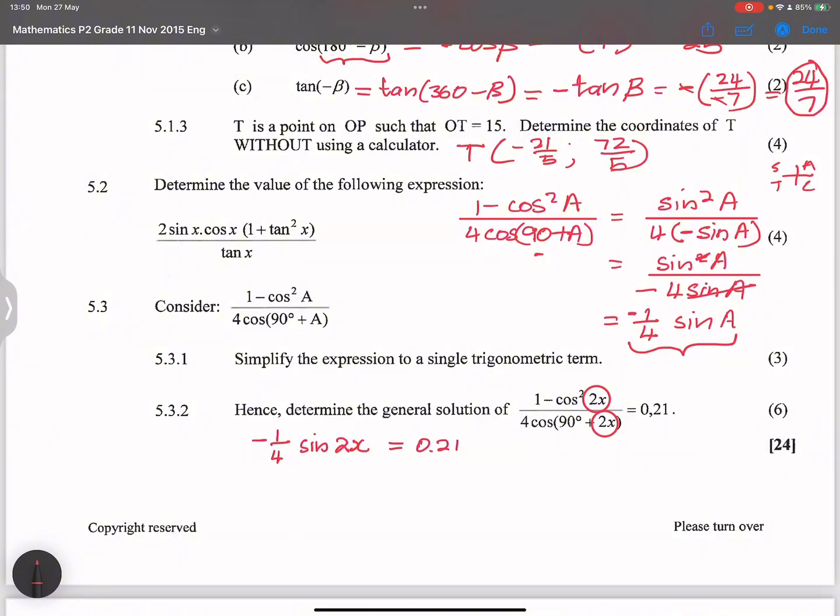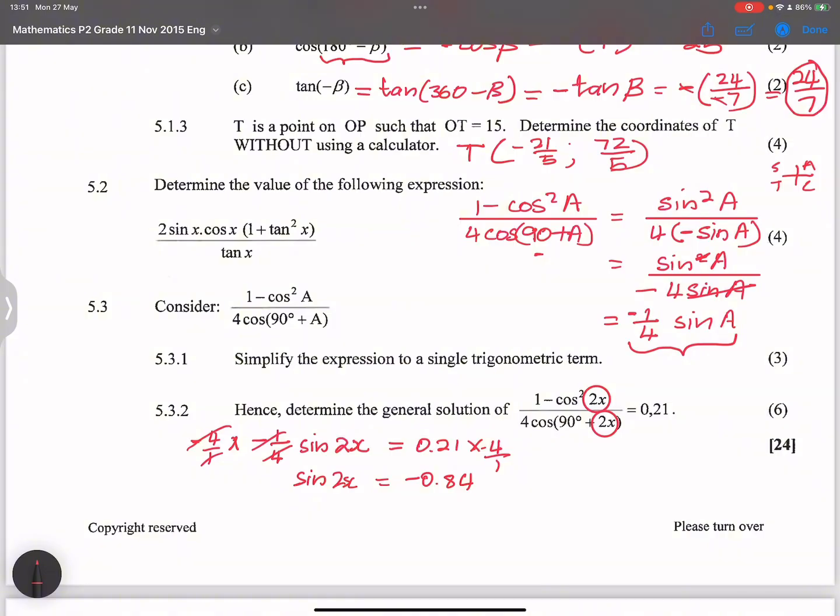So I'm going to multiply, to get rid of the negative 1 over 4, by negative 4 over 1. Negative 4 over 1, so that cancels with that. So we've got sine of 2x, which is equal to negative 0.84. Right, now we're going to find the general solution of this and say, well, we've got sine.